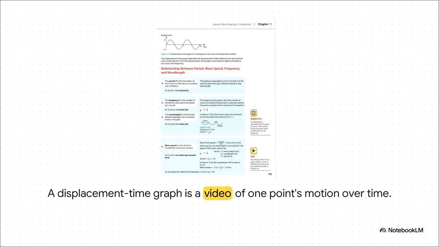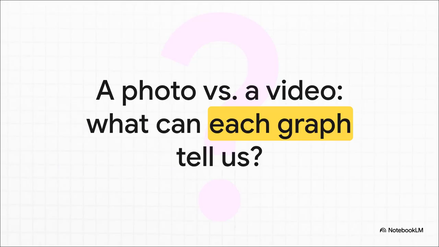But this graph is different. This is a displacement time graph. So instead of a photo of the whole wave, it's like you're recording a movie of just one single point, like our leaf on the water. And you're tracking its height over time as it moves up to a crest, down to a trough, and then back again.